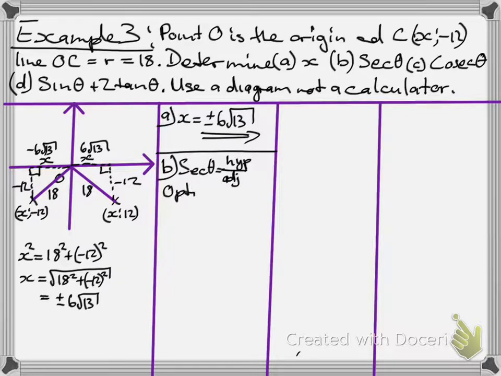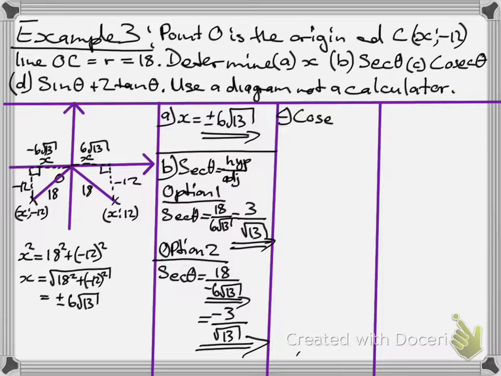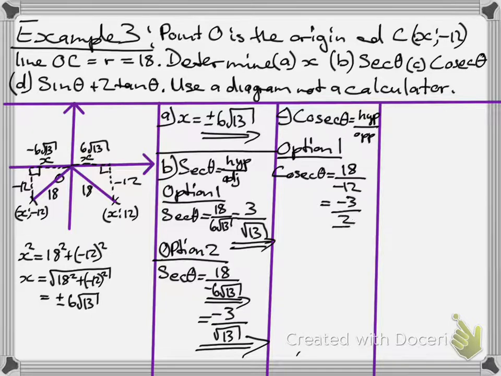Now secant theta is going to be hypotenuse over adjacent. So we've got two answers. Option 1, sec theta will be 18 all over positive 6 root 13, which will be 3 all over the root of 13. And then option 2 is where we use the negative x value, which will be negative 3 all over root 13. Right. Moving on. C, cosec theta. With cosec theta, you will see that it's going to give us the same value, because in both cases we've got a negative y value and a positive radius, so the value remains the same, negative 3 all over 2.